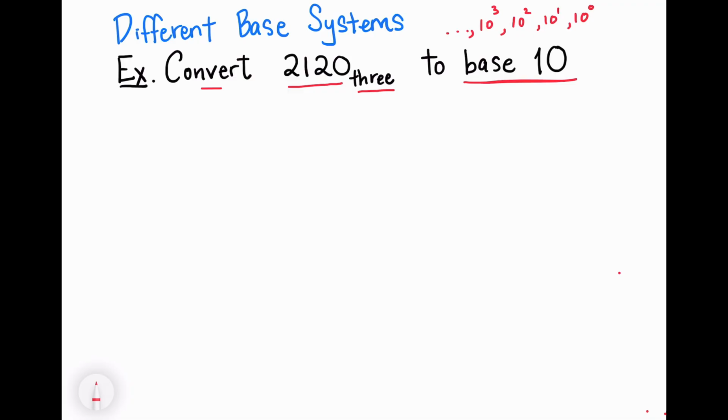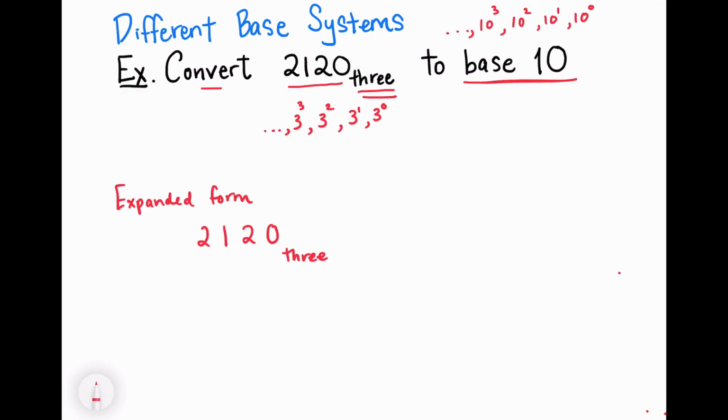In the base 3 system, it's the same idea, but we use base 3. So we have 3 to the 0th power, 3 to the 1st power, 3 squared, 3 cubed, and these are our place values. So I'm going to write the expanded form of 2120 base 3.